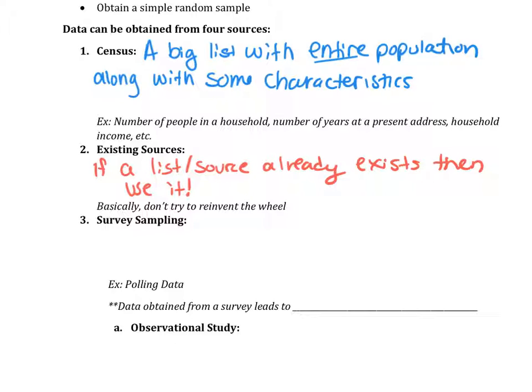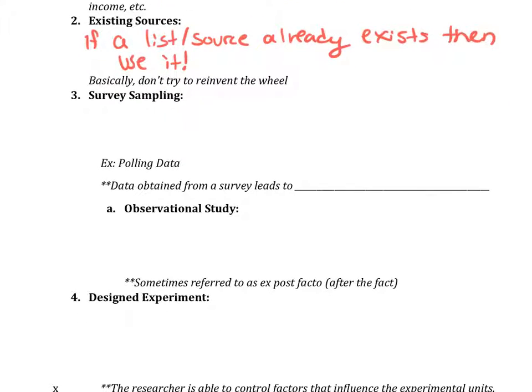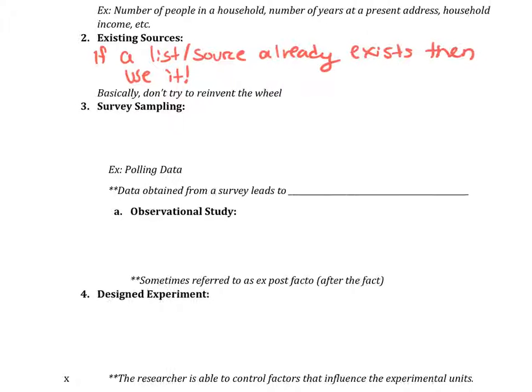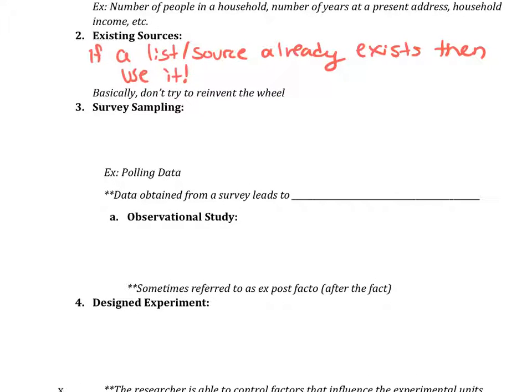The third way that we can get data is called survey sampling. So survey sampling is used in research. You're just trying to obtain data. You're not doing an experiment. You're just gathering information without trying to change anything about your situation.